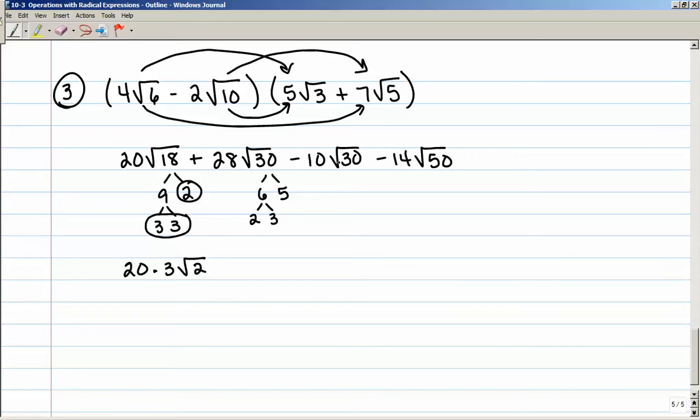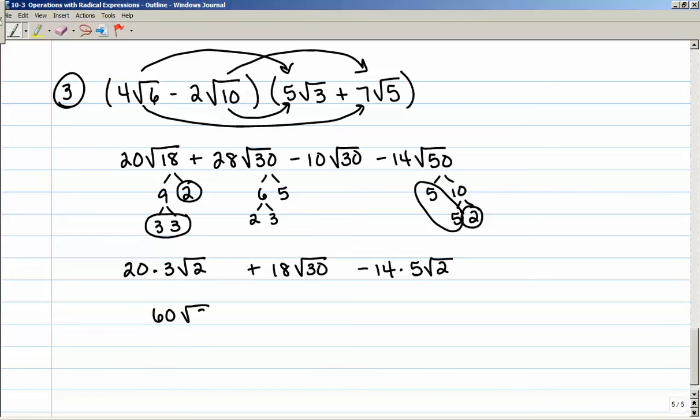28 square root of 30 minus 10 square root of 30 is going to give me an 18 square root of 30. And then 50 can be simplified. A 5 and a 10. A 5 and a 2. So that's going to turn into a 5 square root of 2. So 5 times 14 is 70. Actually, let's go ahead and write those out. So 14 times that 5 times the square root of 2. So simplifying this, I'll have 60 square root of 2 plus 18 square root of 30.